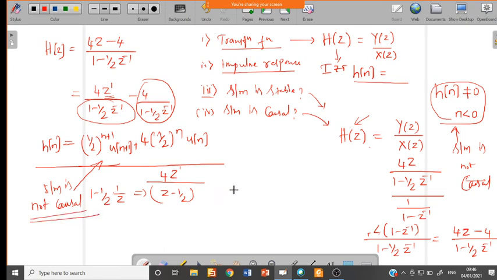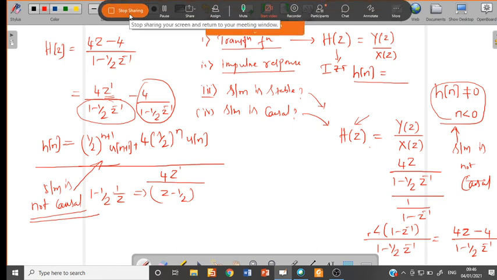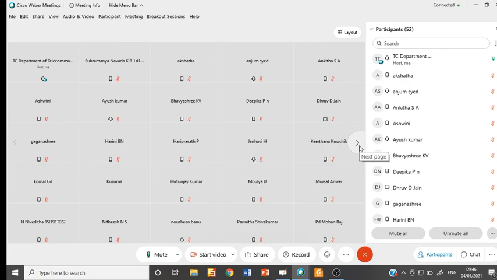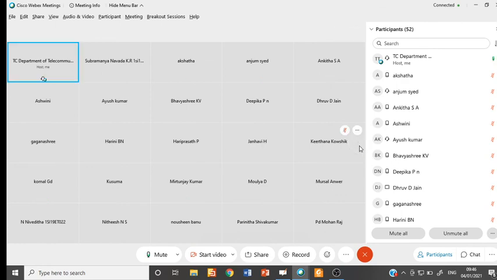Okay, is it understood? Any doubt? Hello, anybody, any doubt? Okay, take this one and try to get the result for the stability and causality.